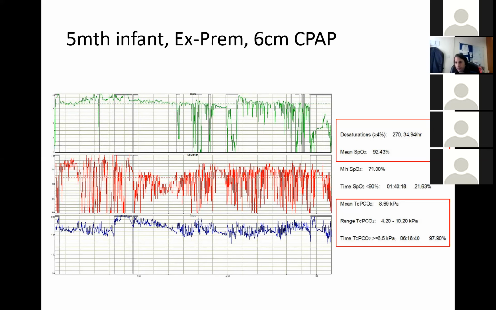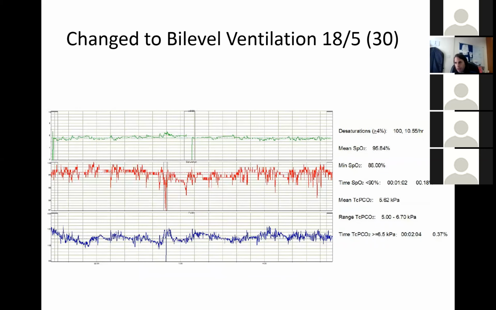So we change the child to BiPAP, and the pressure of 18 on 5. So you keep the PEEP at 5, so just a bit above the CPAP they were having, and gave them another pressure on top of that, and they had a backup rate on this. So with BiPAP, you're actually synchronizing their breathing pattern with the machine rather than just giving them constant pressure.